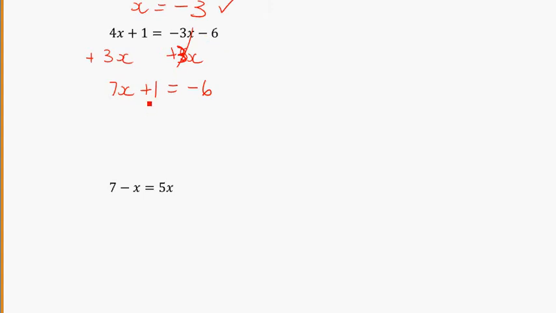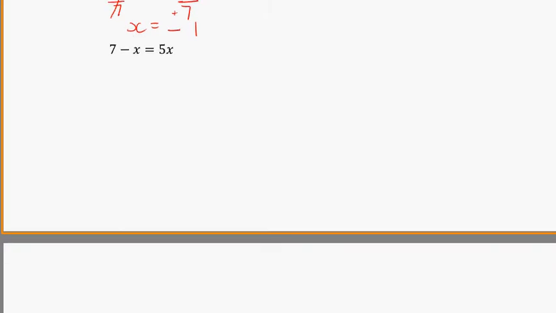Okay, I'm now going to undo the adding one by subtracting 1 from both sides. 7x equals negative 7. And now I'm going to divide both sides by 7. Goes out, x equals, now I've got a negative and a positive, and so we end up with a negative 1. Right.